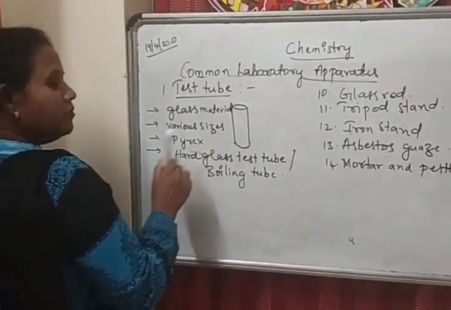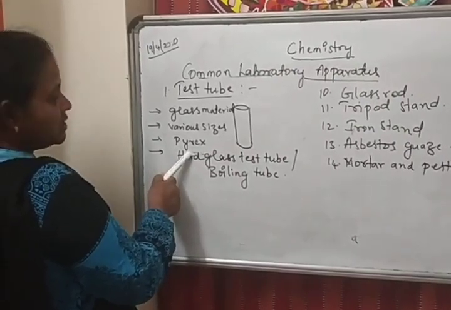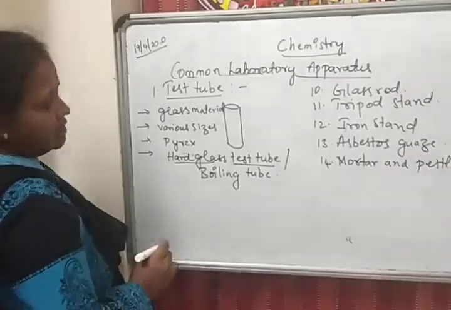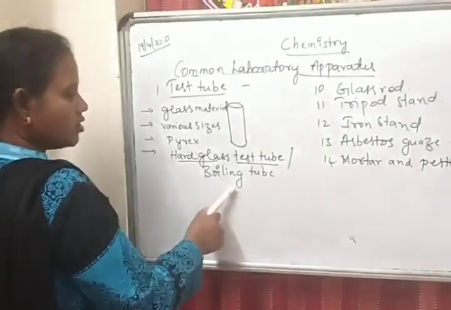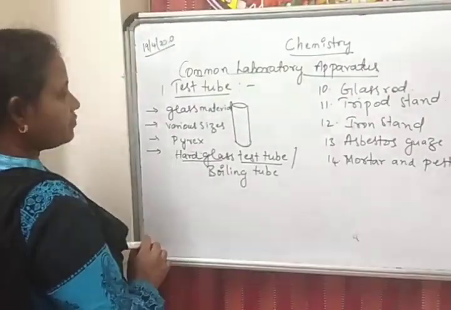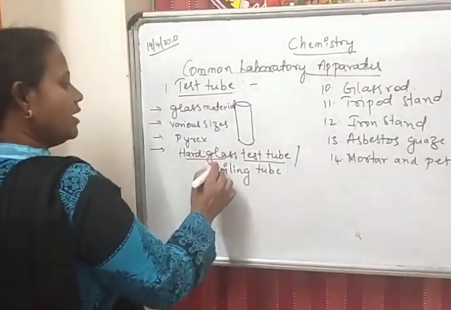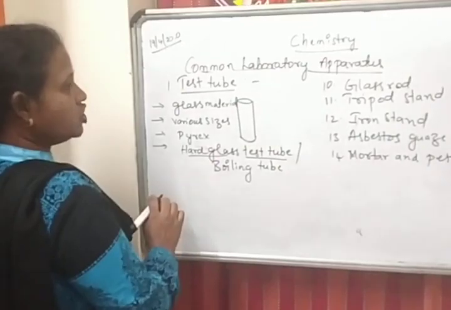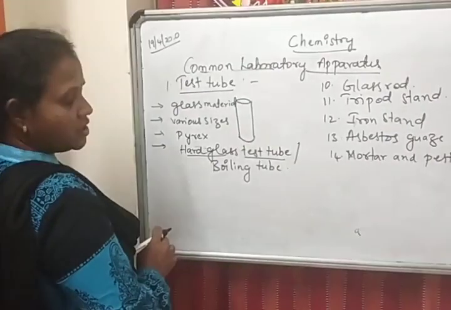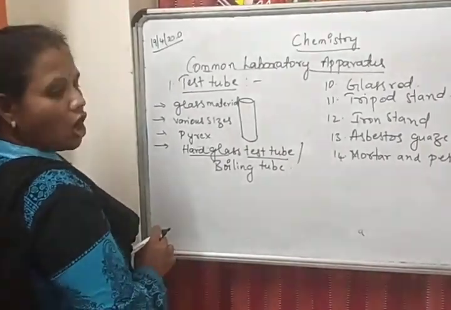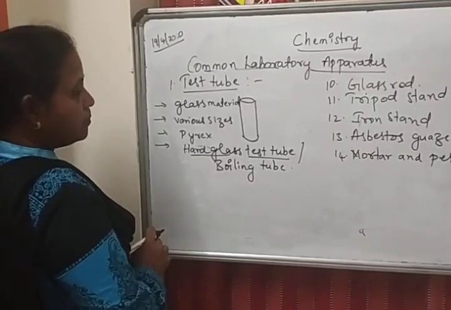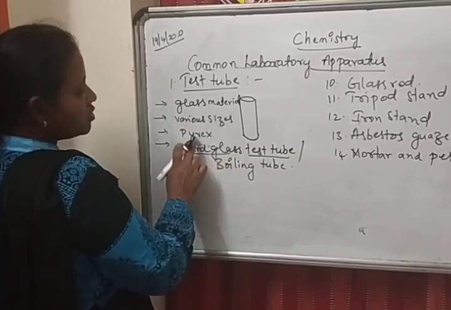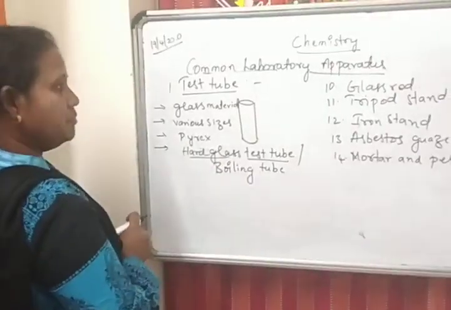The test tube which is made up of Pyrex glass material is called the hard glass test tube, or it is also called the boiling tube. When a chemical is taken in the hard glass test tube or the boiling tube and subjected to heating on the flame, it prevents cracking. Okay, so this is the use of the Pyrex glass material.